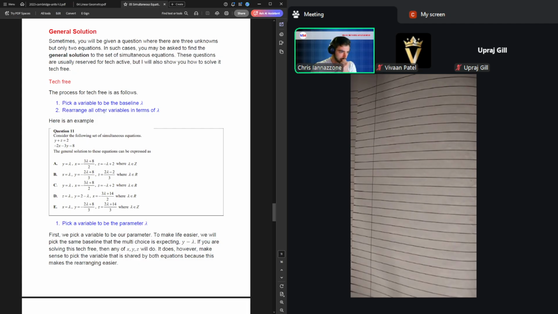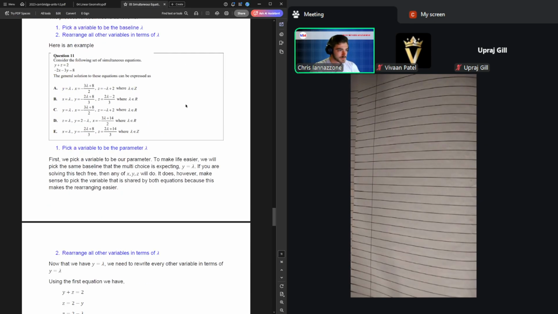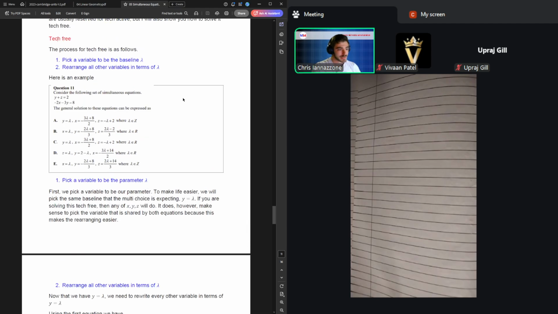I'm going to have a look at a couple ways to do it. We'll do a tech-free approach and then a tech-active approach. That being said, I've only ever actually seen them as tech-active, but just in case, we'll do a tech-free as well. So if you get a multi in a tech-free, essentially all we're going to be doing is picking what your parameter is going to be. So it's kind of like how we had k that was considered the parameter. For whatever reason, they like to use the Greek letter lambda for this. So we're just going to pick one of x, y, or z to be lambda.